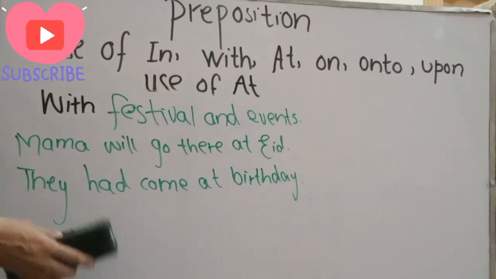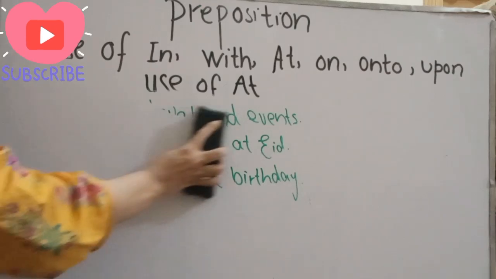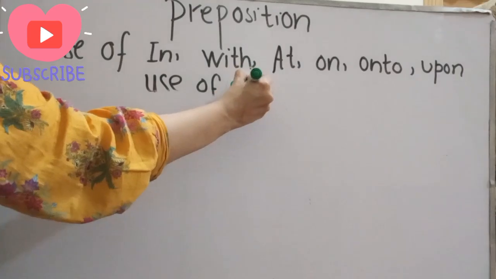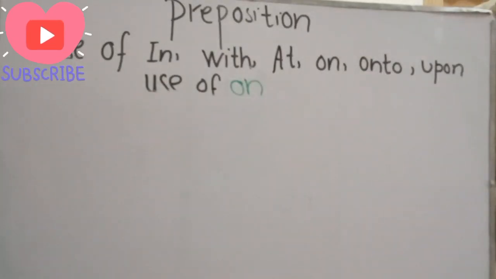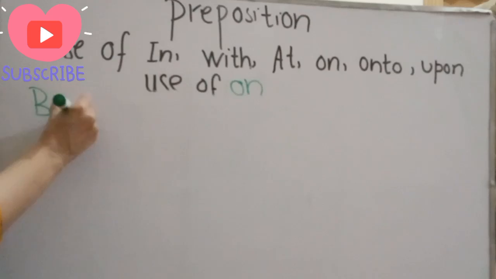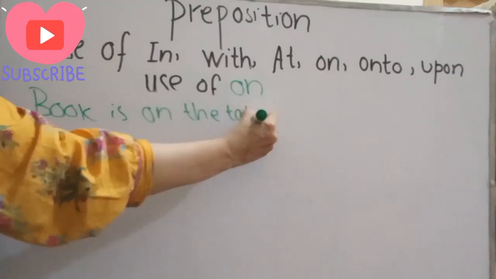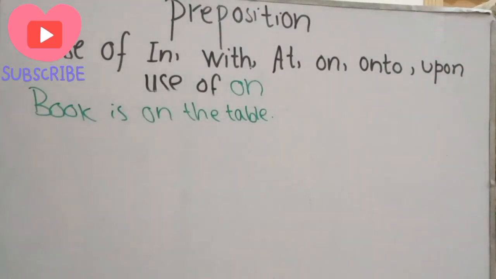Now I am going to tell you about the use of on. If I say, the book is on the table. So on also tells the position of the book. The book touches the surface of the table. Where is the book? The book is on the table.